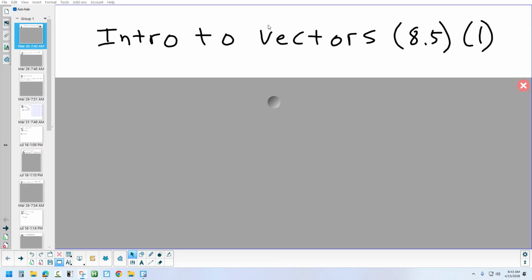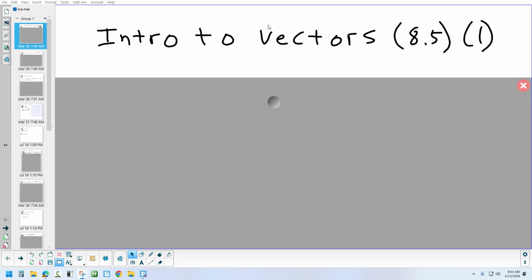Alright, so this week we're going to be taking a look at vectors. So it'll be all the same section, section 8.5. A little bit of application. We're going to do a lot of sketching today, so that's a good way, if you've never done vectors, to kind of visualize how they work.